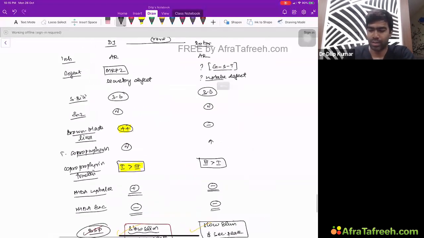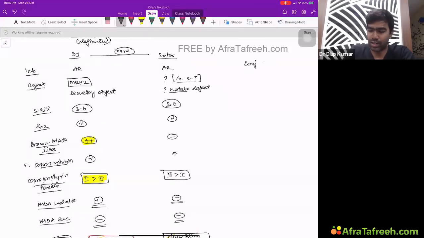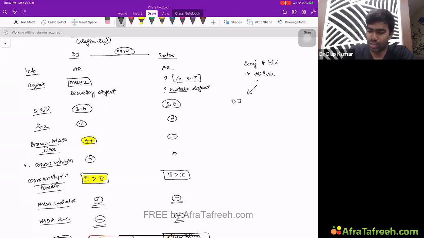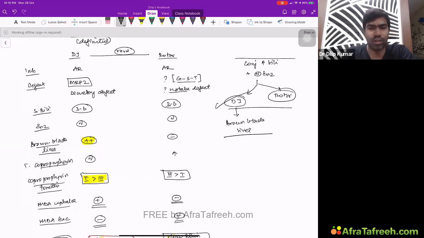In exam, whenever you see a conjugated bilirubin with normal liver enzymes without any signs of liver cell failure, you think about Dubin-Johnson or Rotor syndrome. So this is the final take-home point. Dubin-Johnson will have a brown-black liver. So if they give in the biopsy a brown-black liver, it is Dubin-Johnson, it's not Rotor. That's all. This is the usual thing you will get in exam.